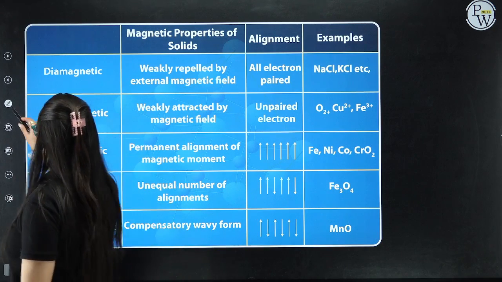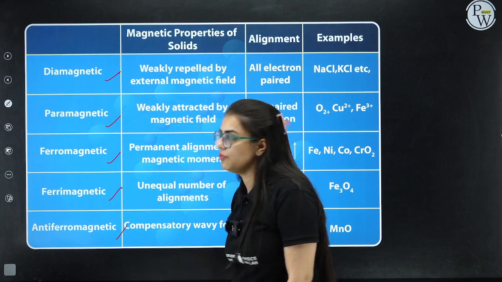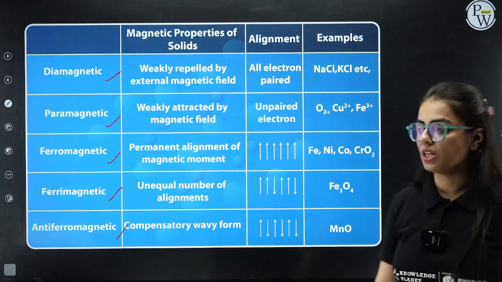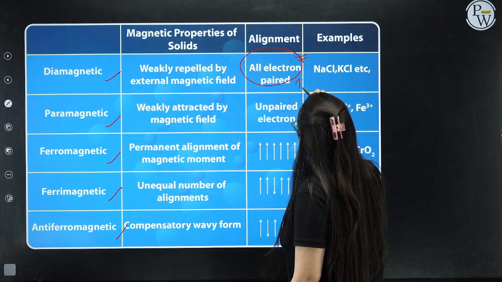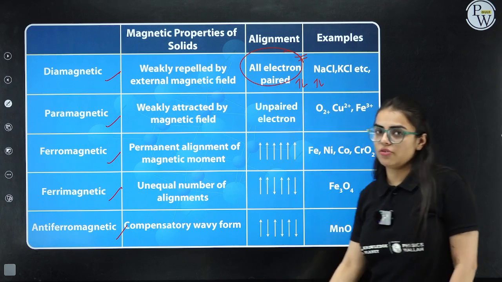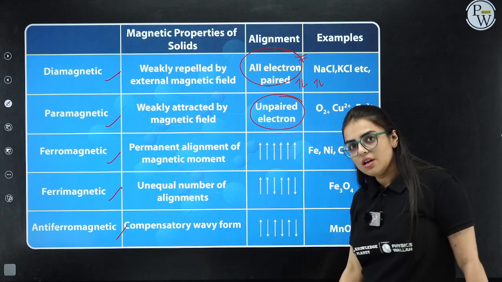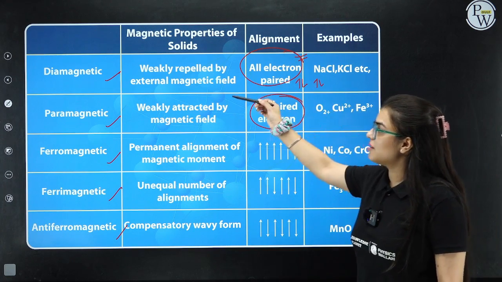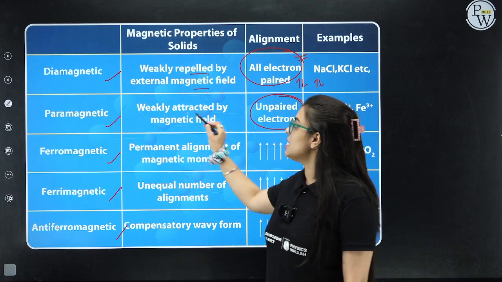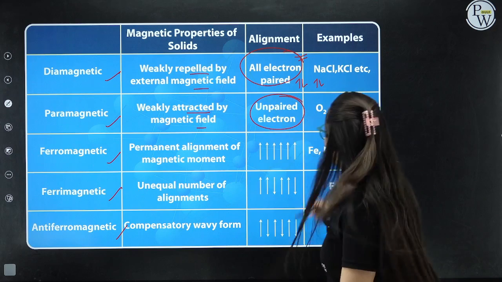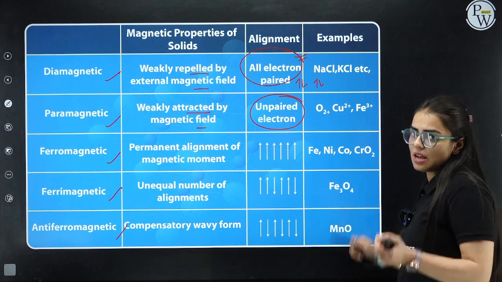Always remember, solids are classified into diamagnetic, paramagnetic, ferromagnetic, ferrimagnetic and antiferromagnetic based upon the magnetic properties. Diamagnetic is basically where all electrons are found in paired form. There will be pairing of electrons, that is seen in diamagnetic. In paramagnetic, there is presence of unpaired electrons. Also in the case of diamagnetic, it is weakly repelled by an external magnetic field, and in the case of paramagnetic, it is weakly attracted by a magnetic field. Let us take the examples. In diamagnetic, NaCl and KCl are examples, and these are the examples in paramagnetic.